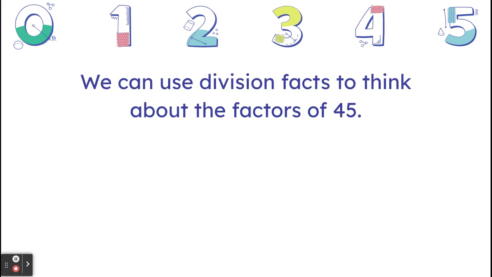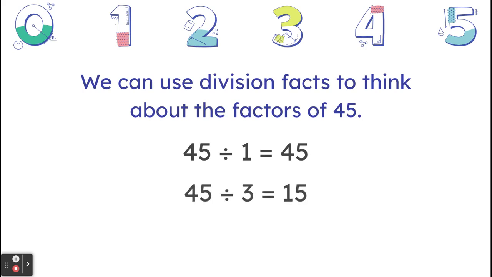Now, since composite numbers can be written as the product of their factors, and division is the opposite or inverse operation to multiplication, we can also use division facts to think about the factors of 45 or any other number. For example, 45 divided by 1 equals 45. 45 divided by 3 equals 15. 45 divided by 5 equals 9. So 1 and 45 are factors of 45. 3 and 15 are factors of 45. And 5 and 9 are factors of 45.